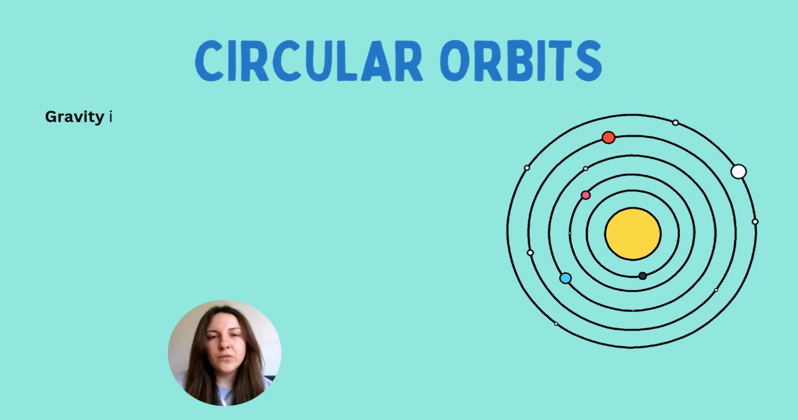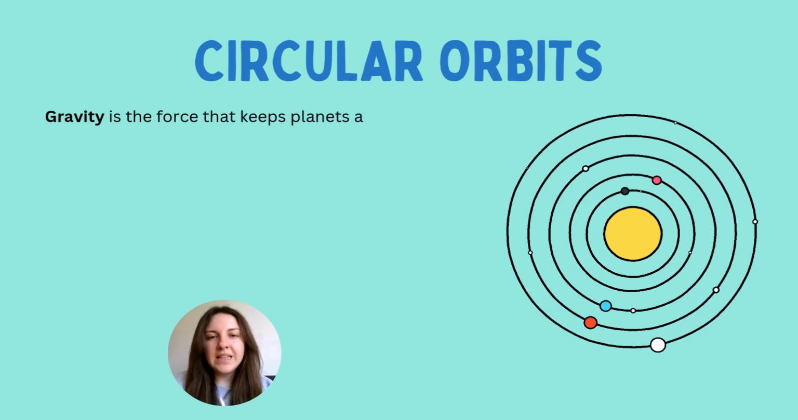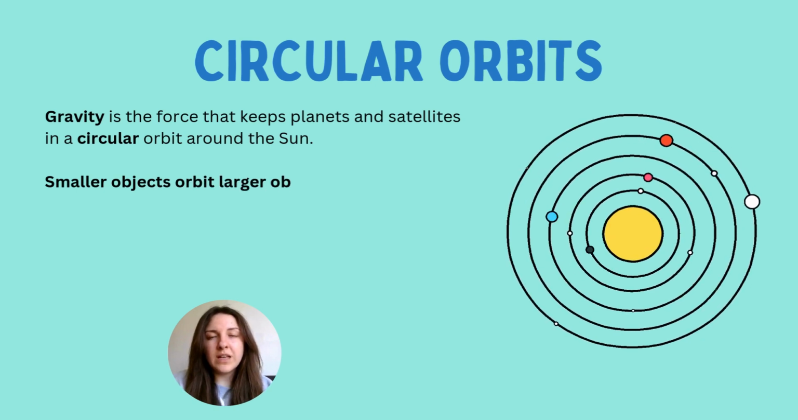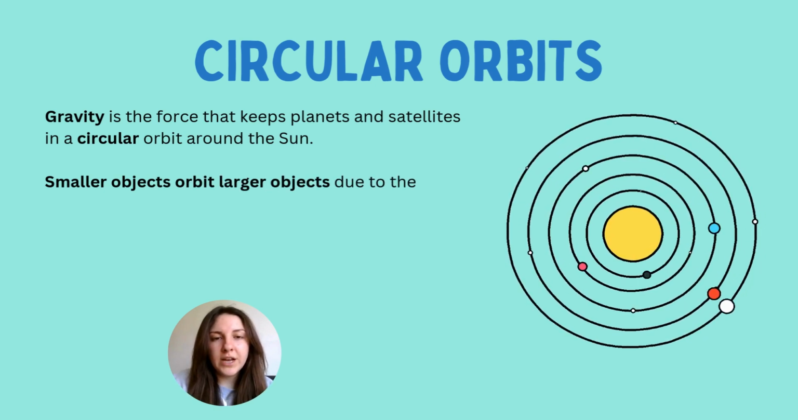Gravity, as we know, is the force that keeps the planets and the satellites, whether they're artificial or natural, in this circular orbit around the sun. And depending on the size of the object will depend on the attractive forces. So the smaller objects will actually be the ones that are attracted to the larger objects. And this is due to the mass of that object.